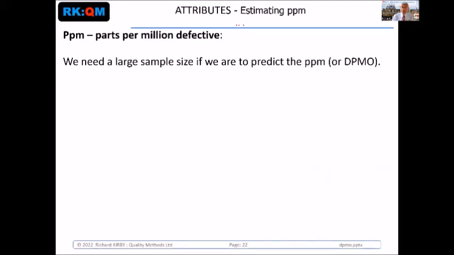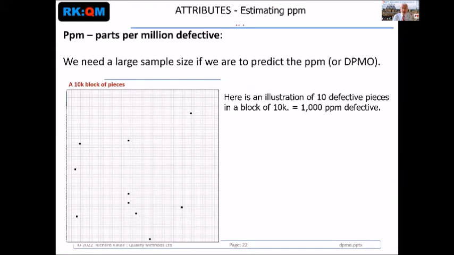Now let's look at a product parameter which is measured with attribute data, such as dents in the can. We need a large sample if we are to predict the ppm and subsequently the DPMO. This block represents 10,000 pieces. It's 100 by 100 cells in an Excel worksheet. Remember that your customer will expect quality probably about 63 parts per million. But I am illustrating 1,000 parts per million defective, much worse, by randomly putting 10 defective pieces, the black spots, into here.